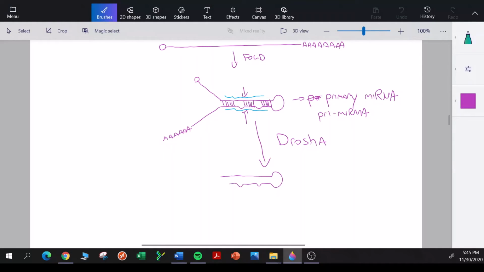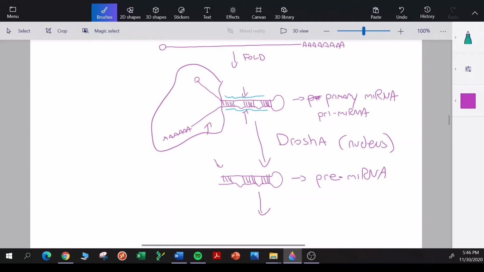So essentially, you can see what happened by comparing this diagram down here with this one up here. We've lost all this stuff. That's all been removed. Now this is going to be called the pre-microRNA. Now this step right here is thought to occur in the nucleus. And the pre-microRNA is exported to the cytoplasm, and that's where Dicer is.